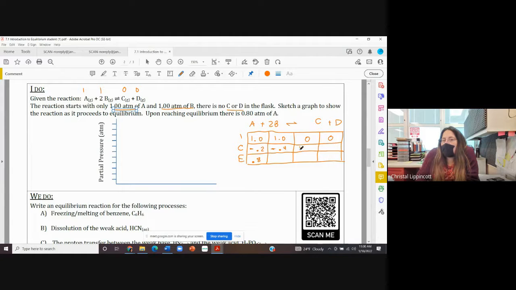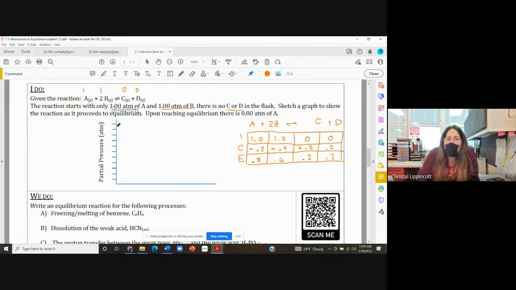All right. How much am I going to make? Guys, how much am I going to make of this guy? 0.2. And what about my D? 0.2. Okay. So at equilibrium, what is B going to be? 0.6. And these are both going to be 0.2s. So we should be able to graph this now.